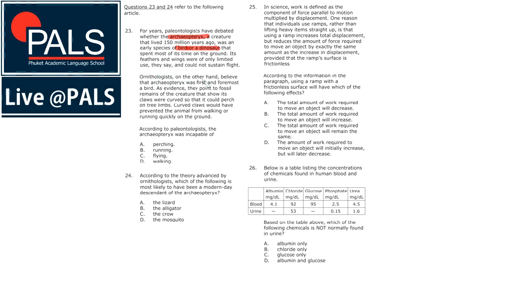Ornithologists, who are people who study birds, on the other hand, believe that Archeopteryx was first and foremost a bird. As evidence, they point to fossil remains of the creature that show its claws were curved so that it could perch on tree limbs. So it had curved claws so that it can perch or grab onto tree limbs. Curved claws would have prevented the animal from walking or running quickly on the ground.